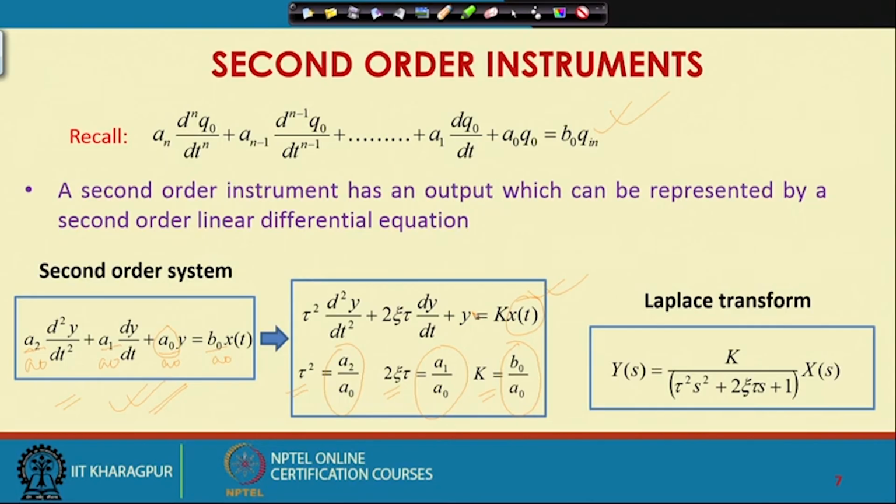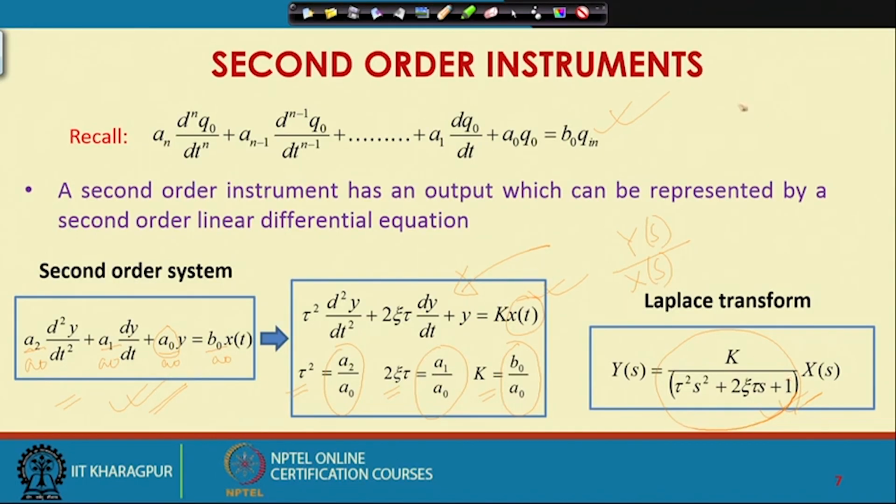So, to get the transfer function of the second order instrument, I have to take the Laplace transformation of this equation and then take the ratio of the Laplace transformed output by the Laplace transformed input. If I do this, I will get this expression. The transfer function for the second order instrument, which is y s by x s, will be k by tau square s square plus 2 zeta tau s plus 1.